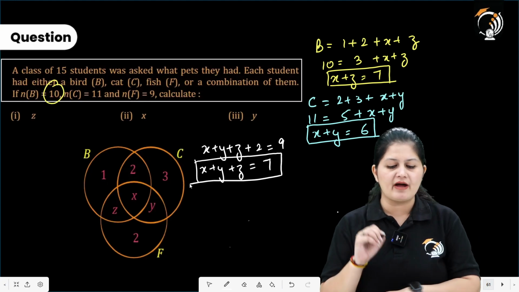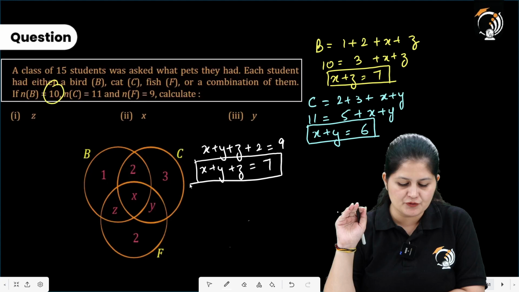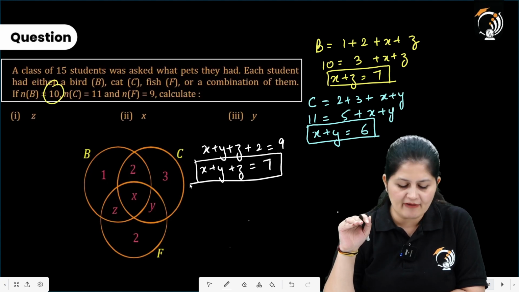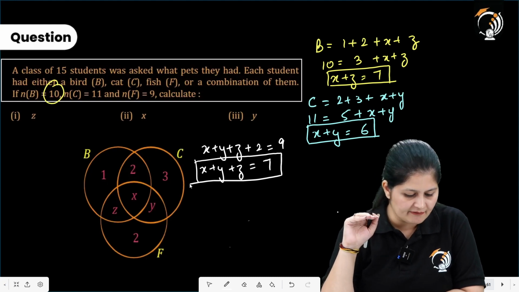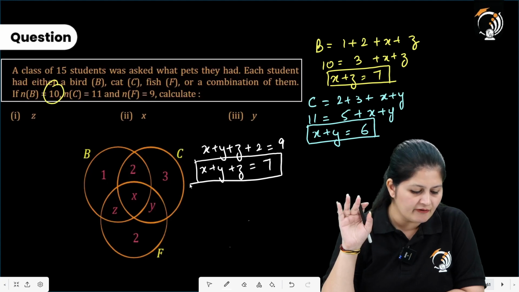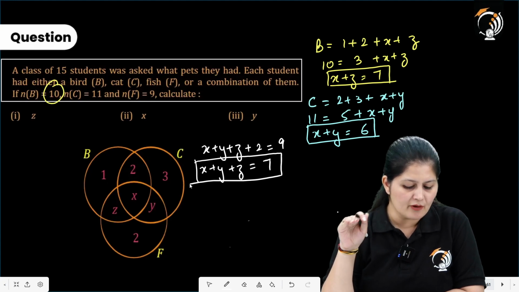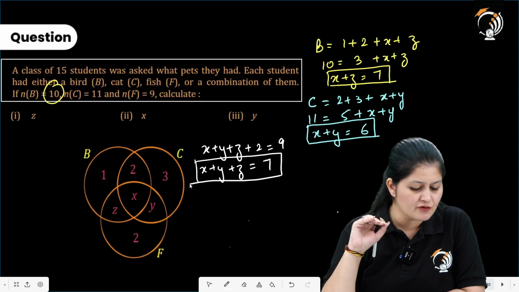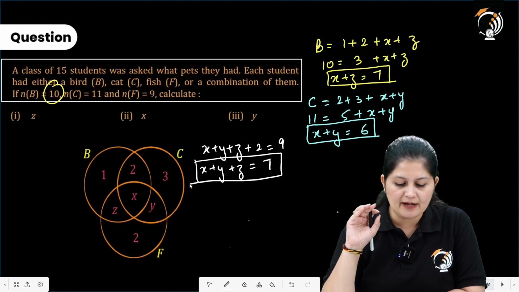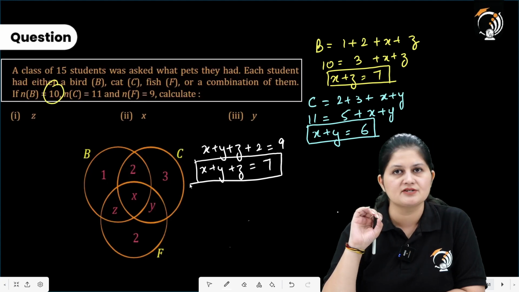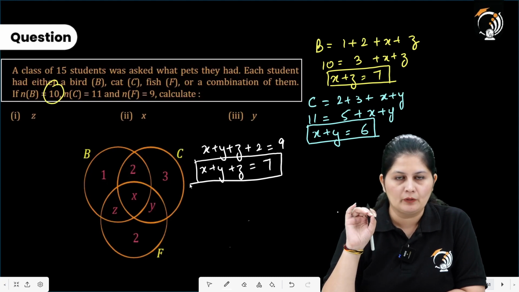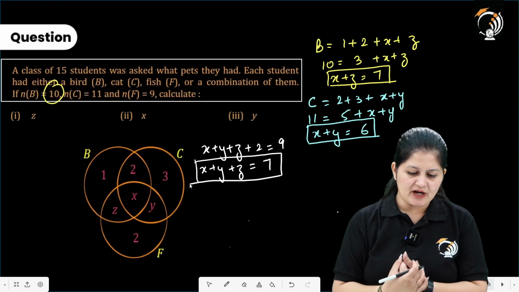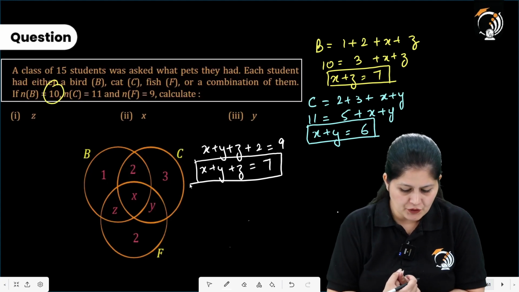Now we need to find the value of x, y, z using the equations. Firstly, what is the value of z that we are getting? Are we provided with any other information? We also know the sum of all of these values, since a class of 15 students was asked. So the sum of all these elements here is going to be equal to 15. Now, let's figure out how we are going to solve this.